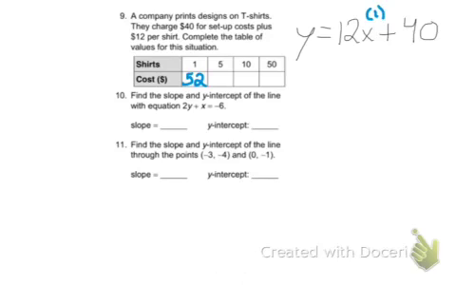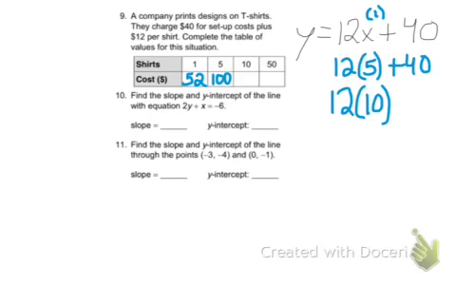Then you can plug 5 in. So if we plug 5 in, that'd be 12 times 5 plus 40. 12 times 5 is 60, plus 40 gives us 100. Now just plug 10 in. So that'd be 12 times 10 plus 40. 12 times 10 is 120, plus 40 is 160.